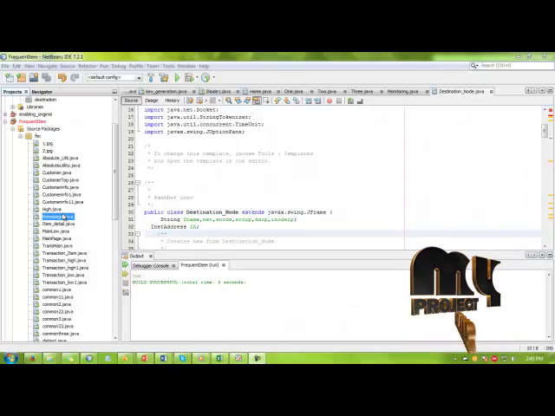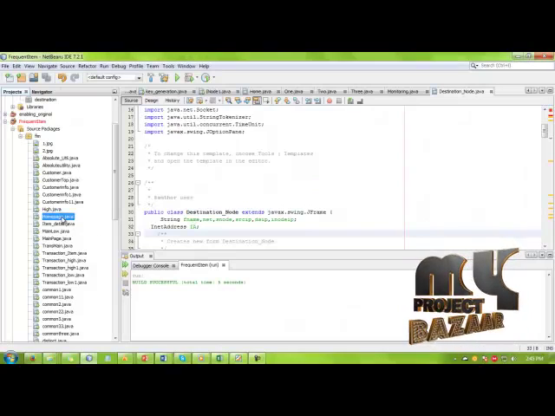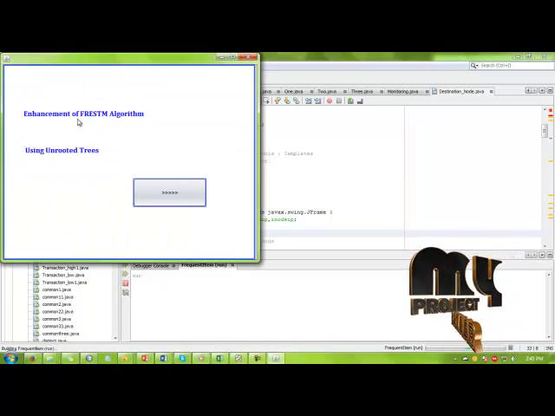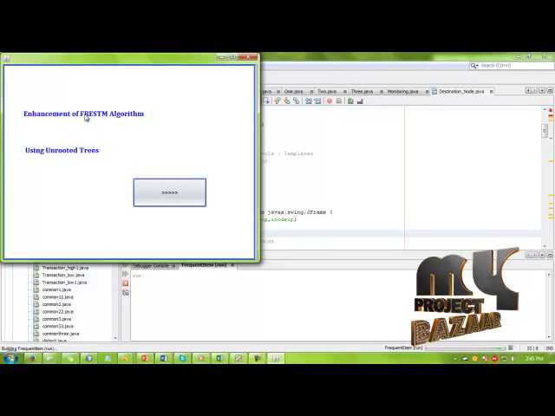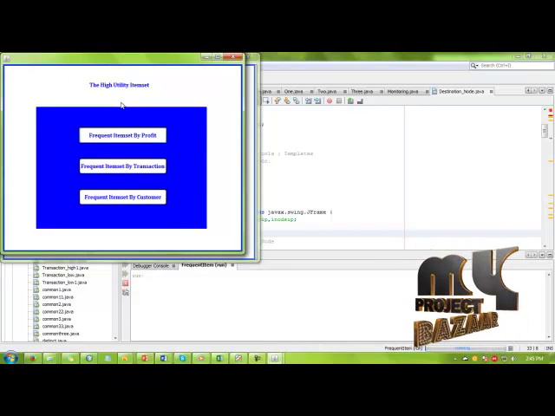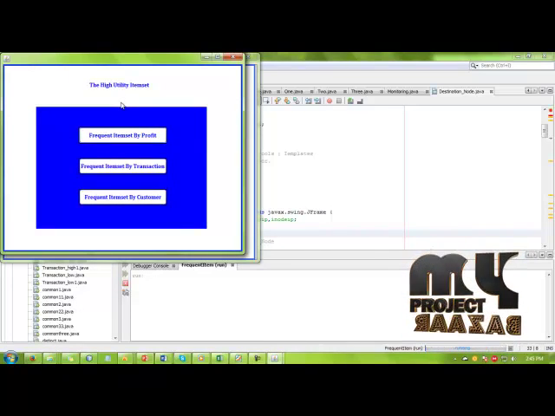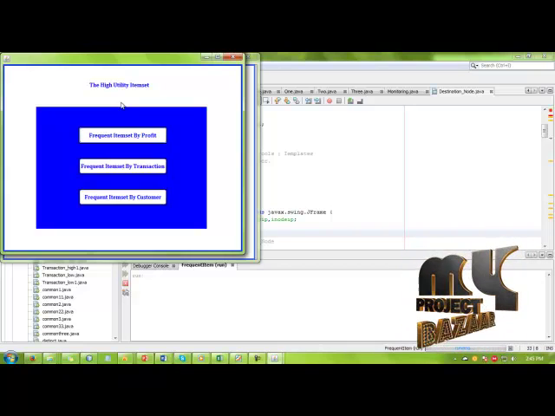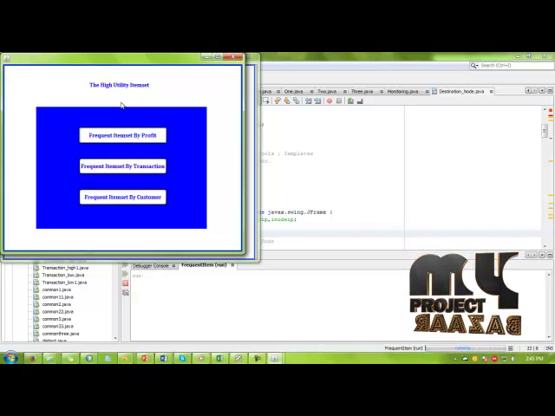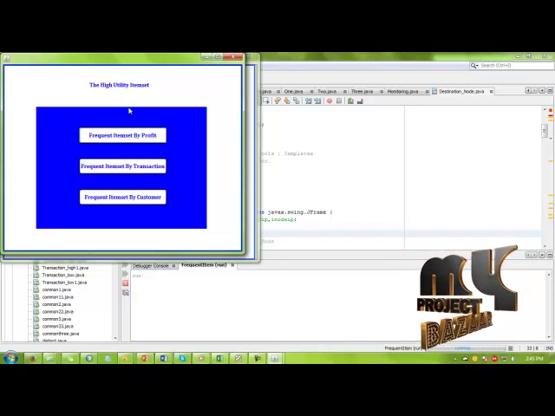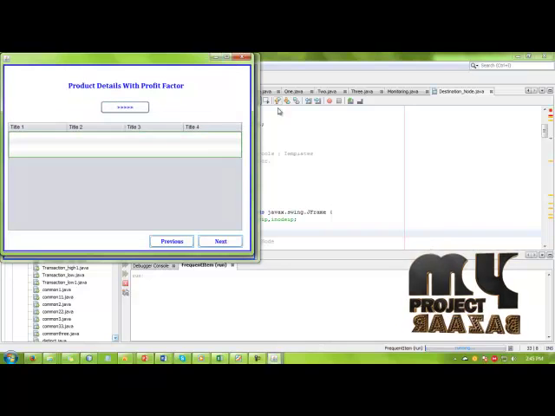Let's start our demo. Click home page Java, right click it and run the file. Our project title is enhancement of Frestum algorithm using unrooted trees. Here we find the high utility item set through three types of process. First one is by profit, another one is by transaction, and another one is by customer. Through these three categories we find the high frequent item set. First click by profit.